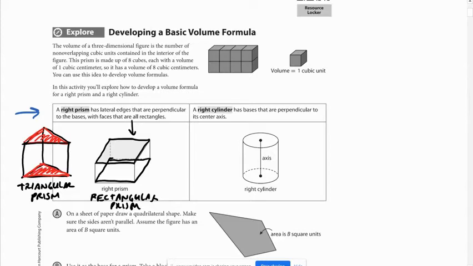A cylinder is kind of like a prism. It has congruent bases that are also parallel. So this circle on the top and this circle on the bottom are both congruent figures, but they're not polygons. They're not rectangles, triangles, hexagons, trapezoids, any of those shapes. So since the base isn't made from straight edges, it's made from curved edges, we give it a different name. A cylinder is just like a prism, except that its bases are circles.